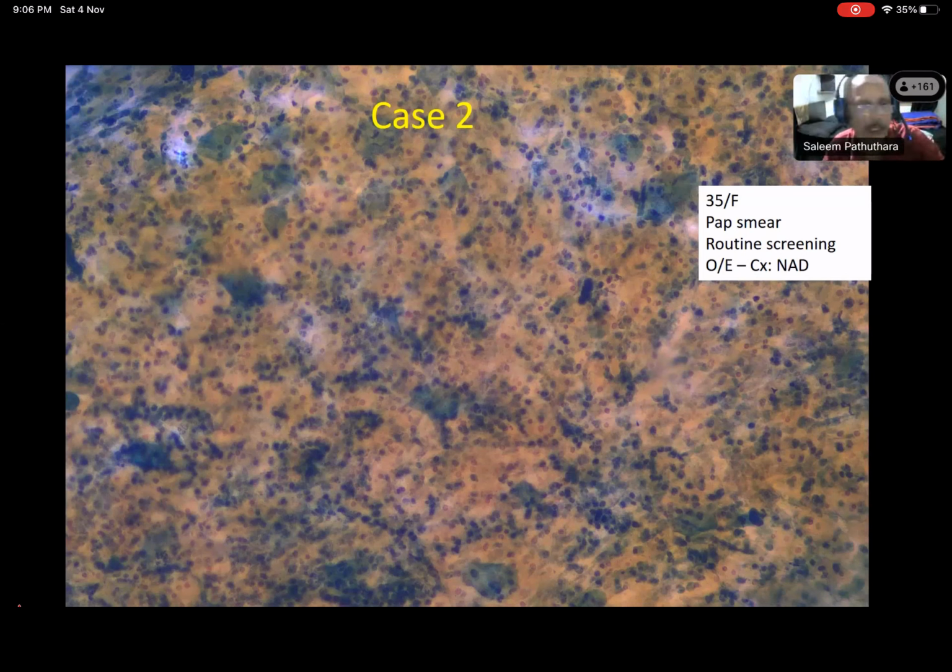Okay. Now coming to the second case, I think Dr. Thamana is taking this case. Over to you, Thamana. Sir, this is a case of a 35-year-old female, routine screening for pap smear, on examination cervix no abnormality detected. According to Sir, this is a pap smear which is unsatisfactory for evaluation due to obscuration, more than 75% obscuration by inflammatory cells, and the squamous cells are not well visualized.